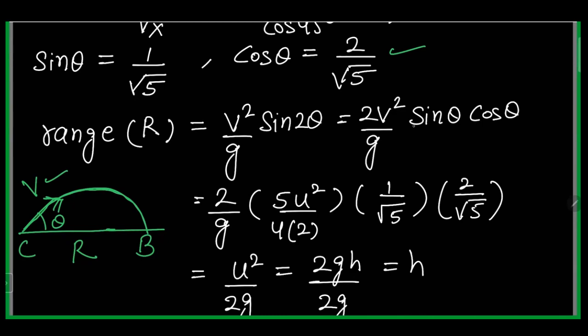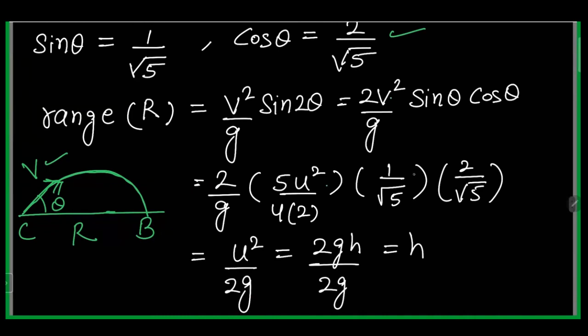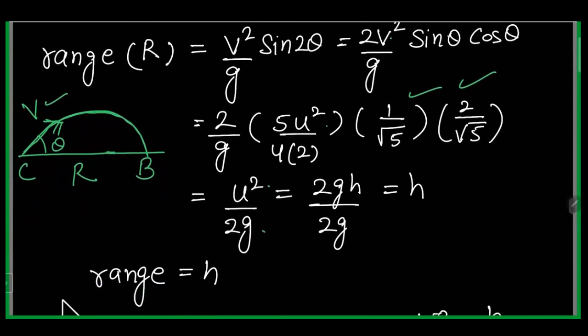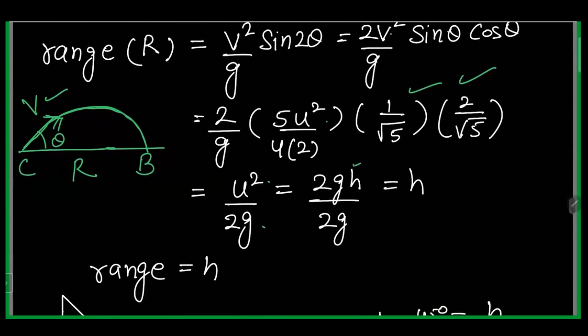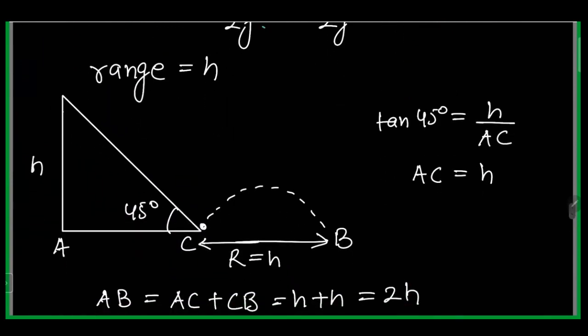Sine 2 theta I can write as 2 sine theta cos theta. I put the value of V, the value of sine theta, and the value of cos theta. Then I get u square by 2g. Then I put the value of u, which is 2gh, and I get my range as H. So this range is coming out as H. Let me draw my final diagram. Your ball came down an inclined plane, hit the ground, went in this direction, and the range you have found is H.